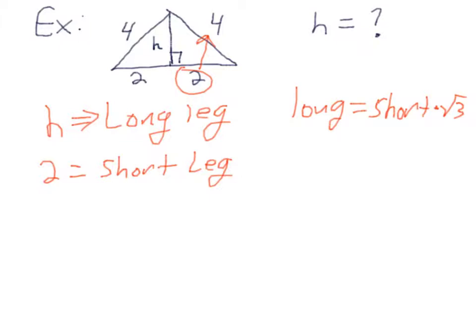My long leg is H, right? We said that over here, that my long leg was H. And that equals the short leg, which is 2, we decided, times the square root of 3. And you can just leave it like that. H equals 2 times the square root of 3. You can estimate it if you'd like, but like I said before, this is a more exact, more precise answer.